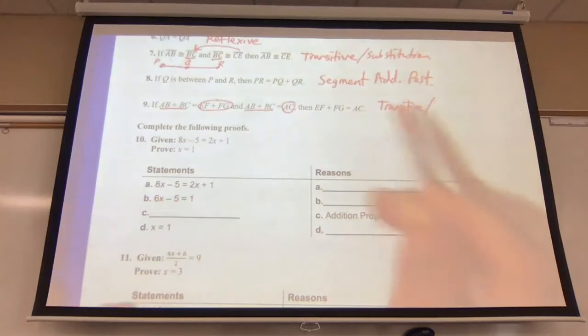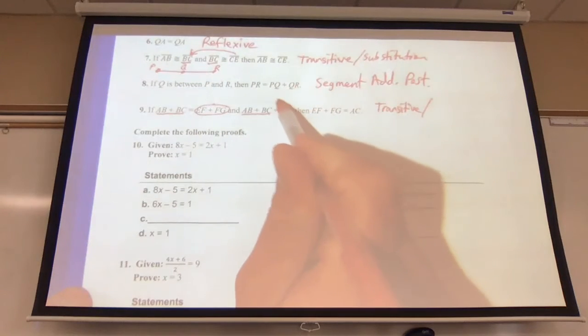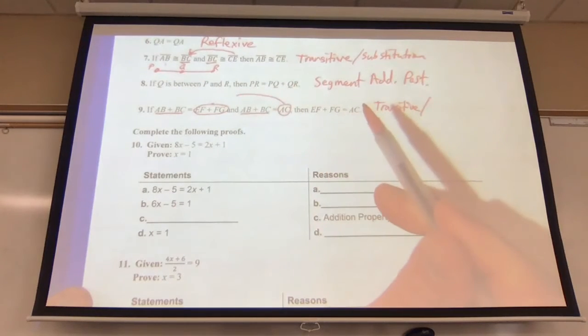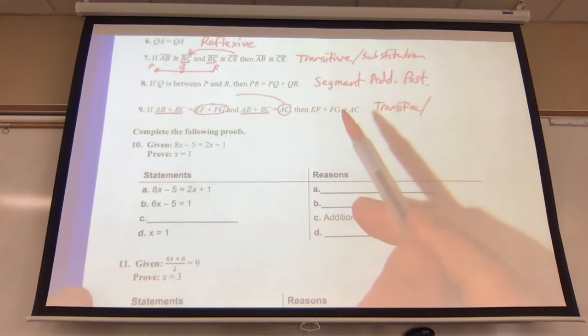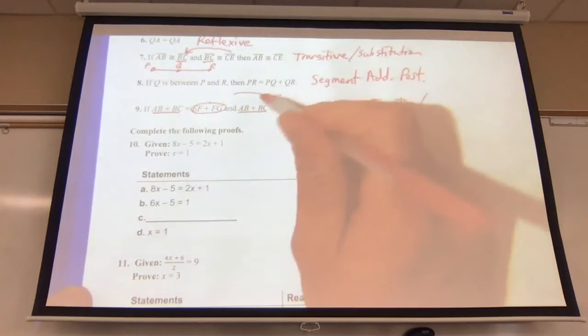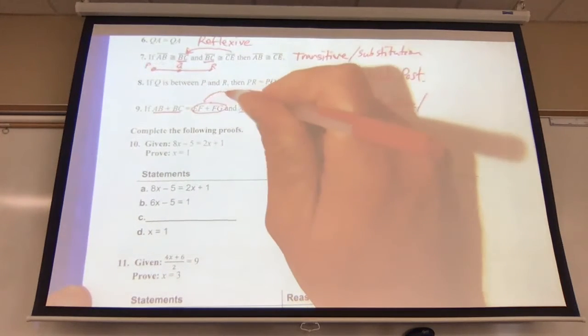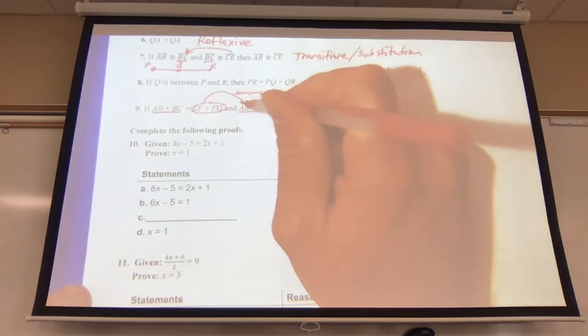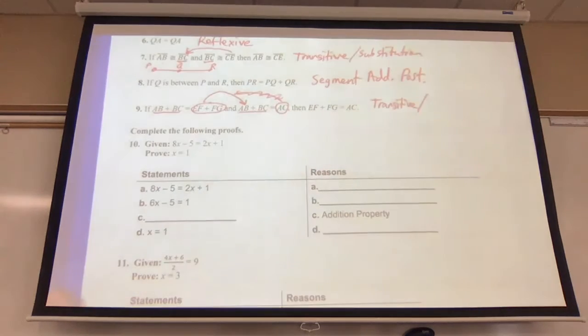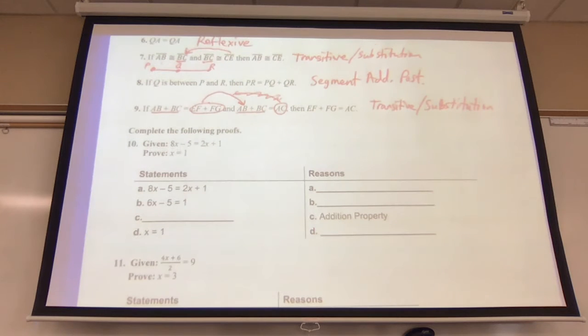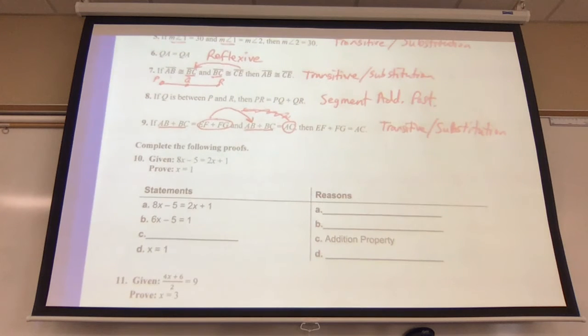And then also, again, we can do substitution. Let's go the other way. We took this EF plus FG and put it in for AB plus BC here. Then you get EF plus FG on the left, you get AC on the right. So substitution, we accept that also. All right, those are your properties.